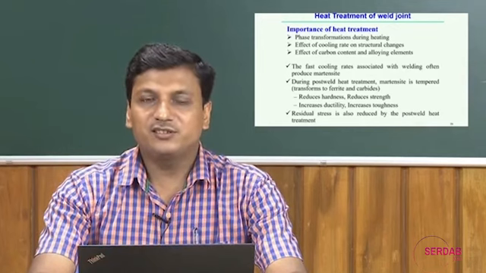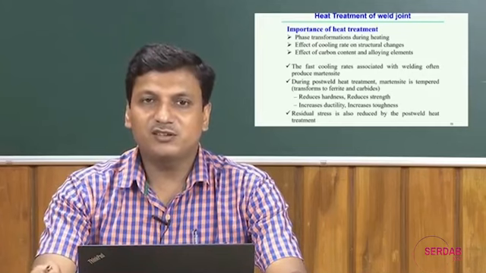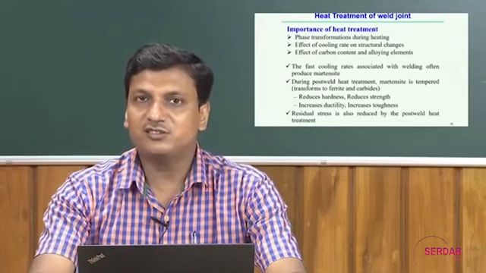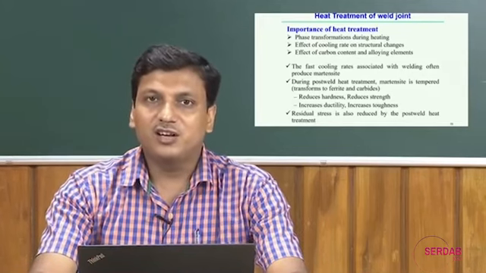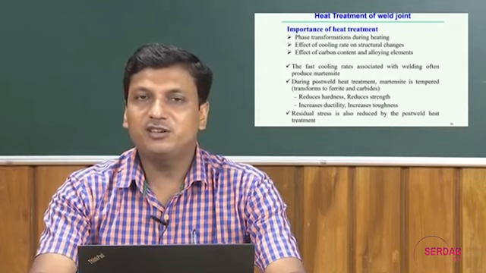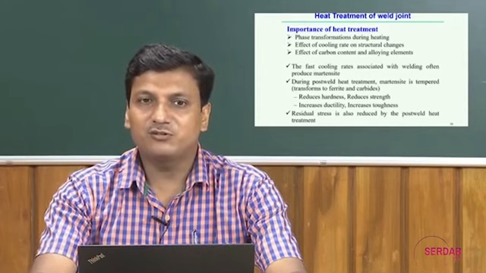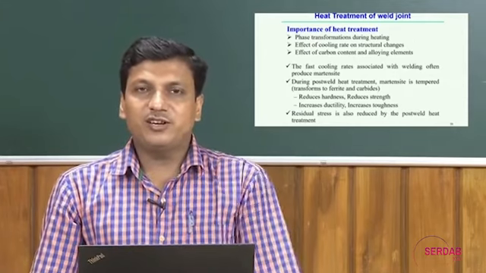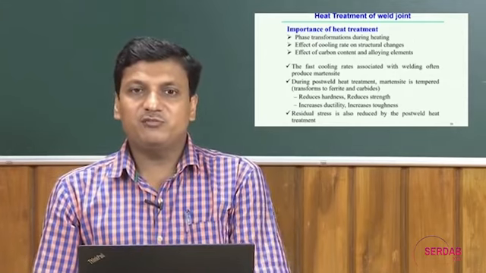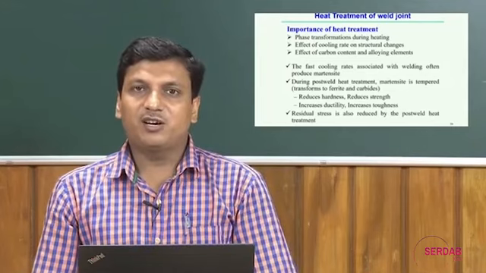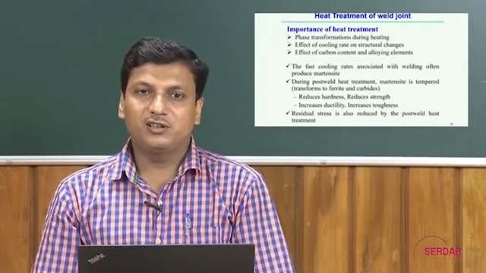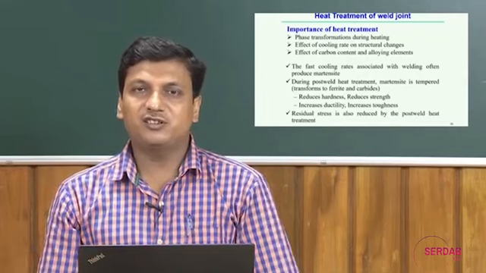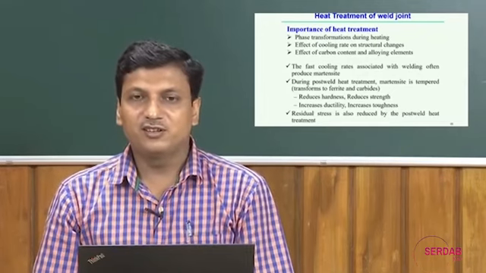So, in that case there is a chance of production of the martensitic structure, but martensitic structure and its distribution may not be beneficial for this weld joint. Therefore, during the post weld heat treatment, if you follow any kind of heat treatment process after the welding, martensite is basically tempered, and that means martensitic structure may transform to the ferrite and the carbide.